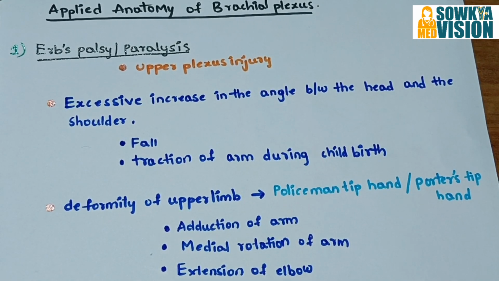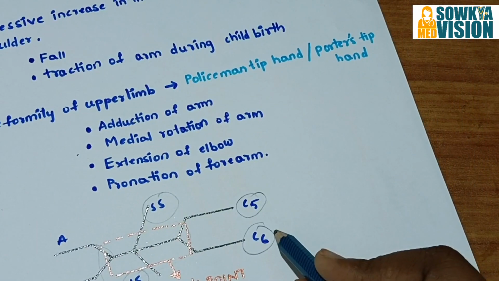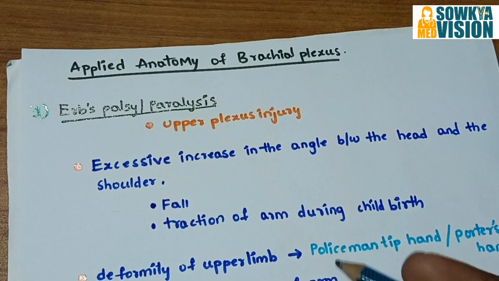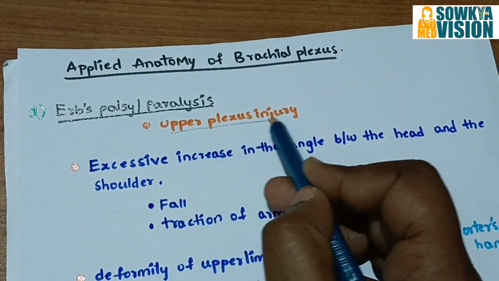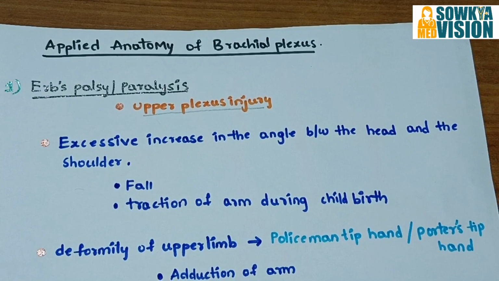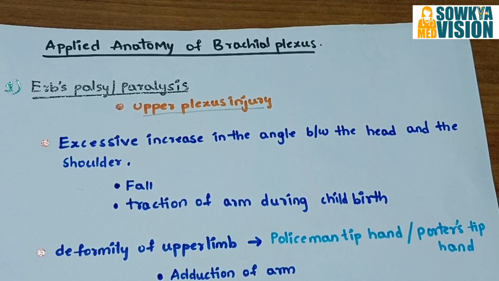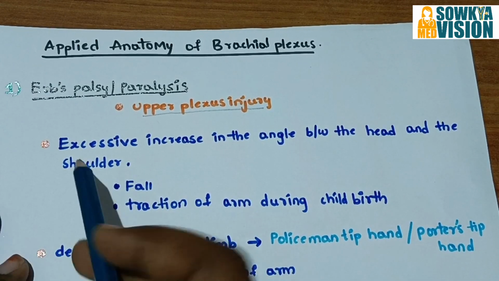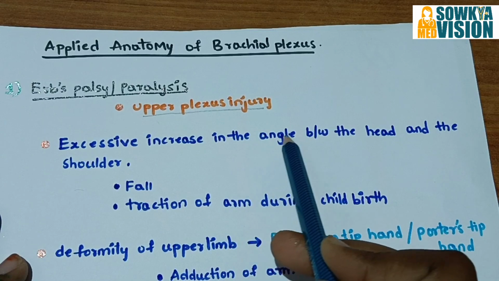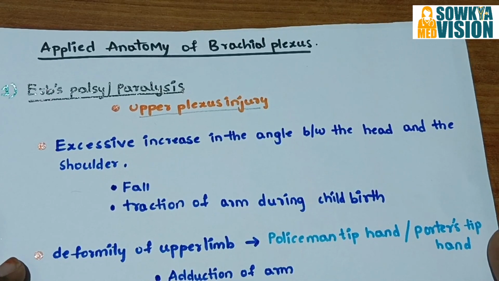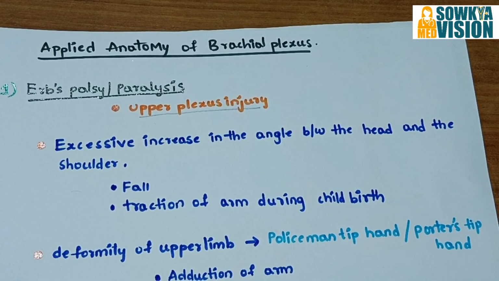As I said, the C5 and C6 are going to form the upper trunk, right? So it is an upper plexus injury. Now, how is it caused? By an excessive increase in the angle between the head and shoulder.